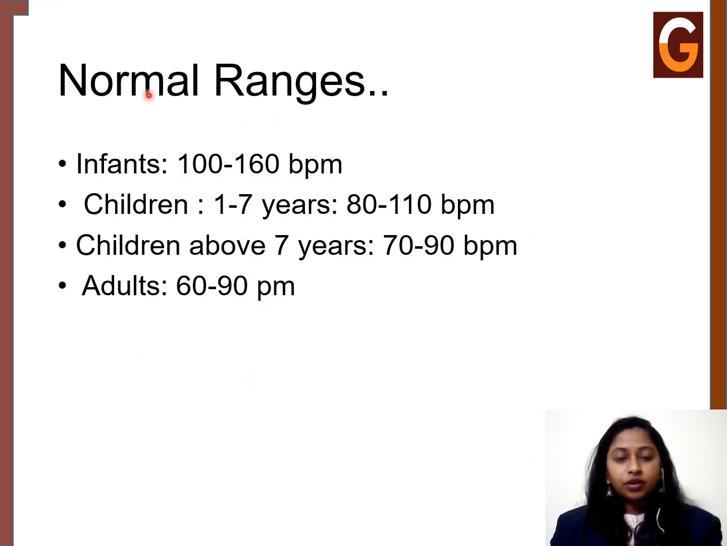Normal ranges of the pulse in infants are 100 to 160 beats per minute. BPM is nothing but beats per minute. Next is children, that is 1 to 7 years old, and here you can find it 80 to 110 beats per minute. Children over 7 years, you can find it 70 to 90 beats per minute, and in adults it is 60 to 90 beats per minute.